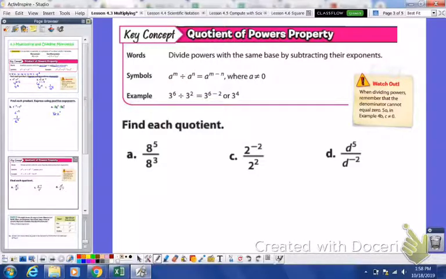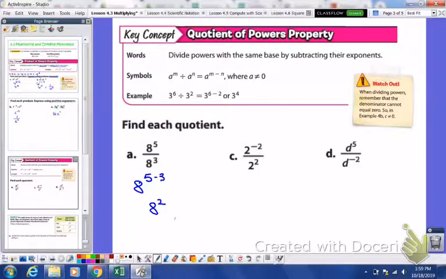Okay, so looking at our first example here. Again, always double check that we have same bases. So 8 to the 5th divided by 8 to the 3rd. So we have 8 to the 5 minus 3, which is 8 to the 2nd. Positive exponent, so we're just going to leave it 8 to the 2nd.